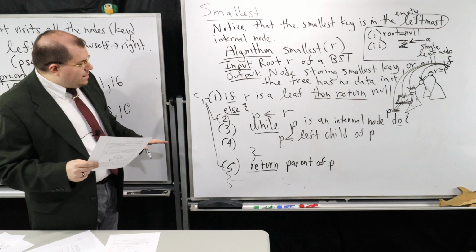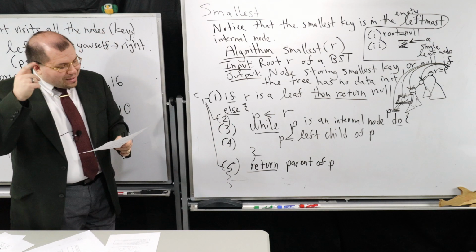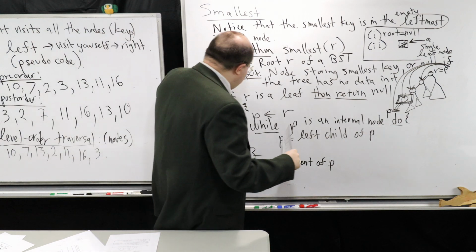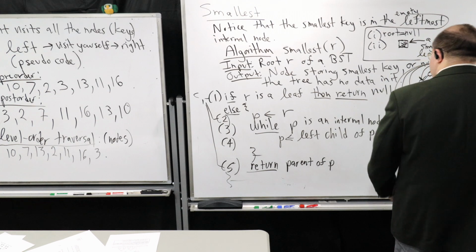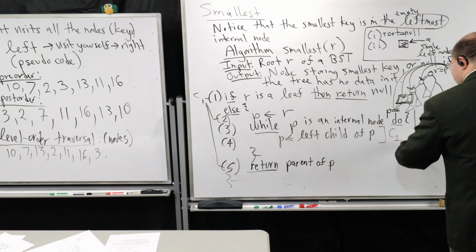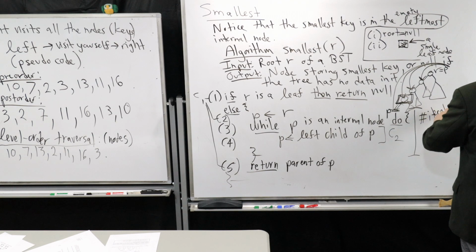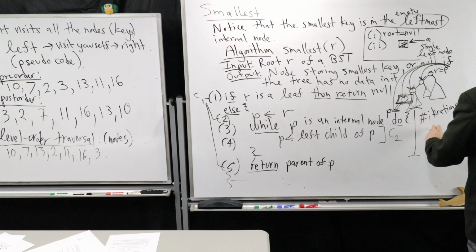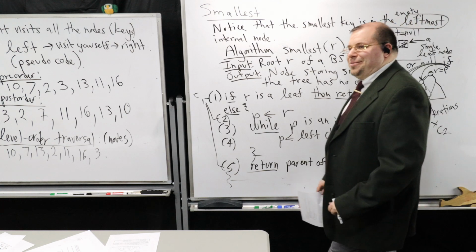Now we've got to deal with whatever this is. We know that line 4 is going to take some C2 many operations, some constant number of operations to get the left child. I have direct access to it. So now the real question is what's going on with this? We have the number of iterations times C2 of this plus C1, right?